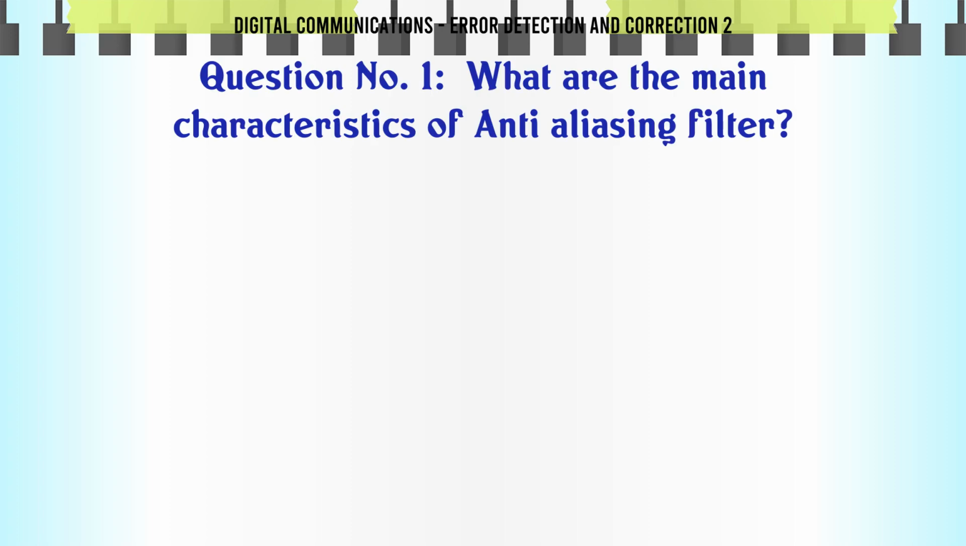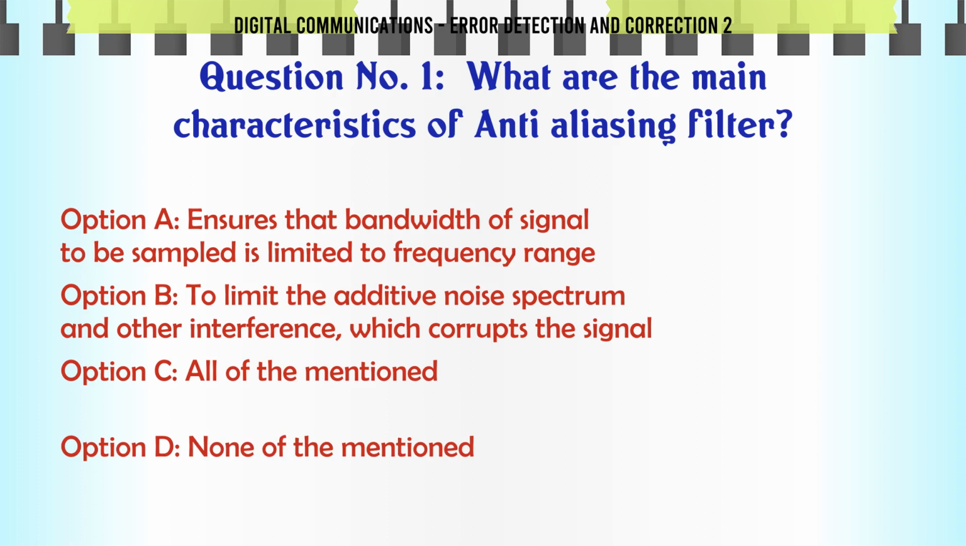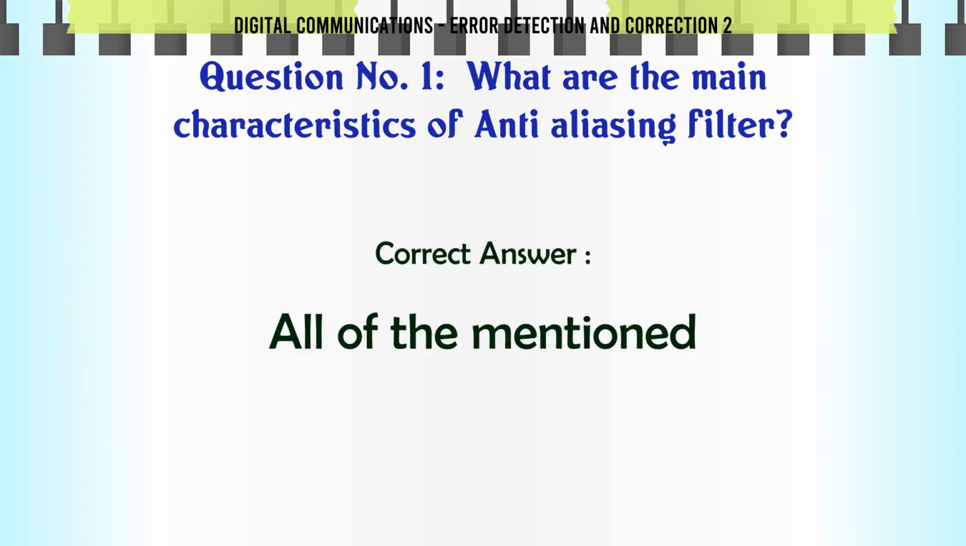What are the main characteristics of anti-aliasing filter? A. Ensures that bandwidth of signal to be sampled is limited to frequency range. B. To limit the additive noise spectrum and other interference which corrupts the signal. C. All of the mentioned. D. None of the mentioned. The correct answer is all of the mentioned.